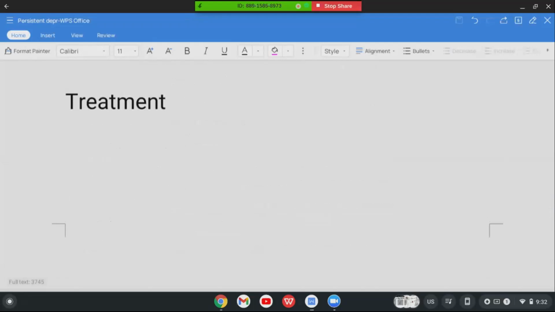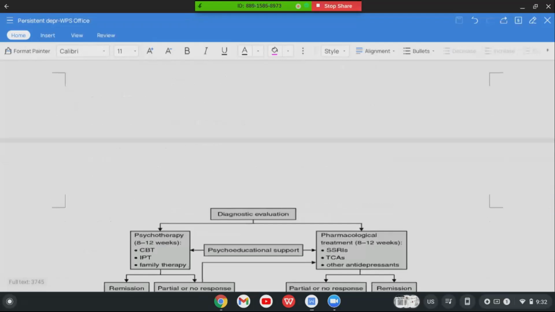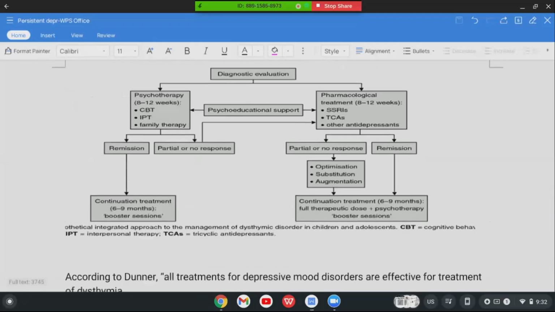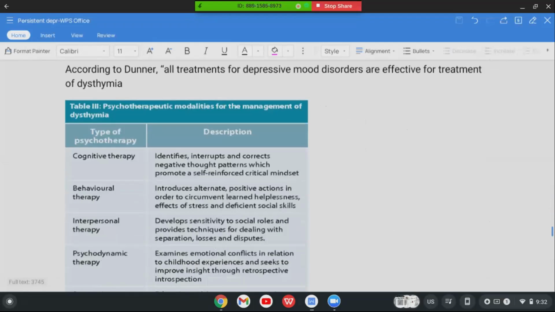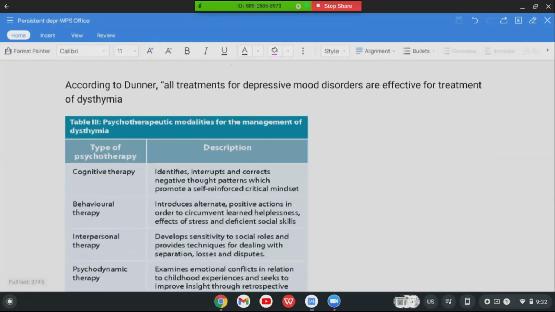And now coming to the last part, the treatment of dysthymia. First we need to go for the diagnostic evaluation, because dysthymia is now in the DSM-5 criteria. Major depression and dysthymia are considered as diseases. For treatment, we have two options: pharmacological treatment and psychotherapy. And this is a famous line from Dunner: all treatments for depressive mood disorders are effective for the treatment of dysthymia.